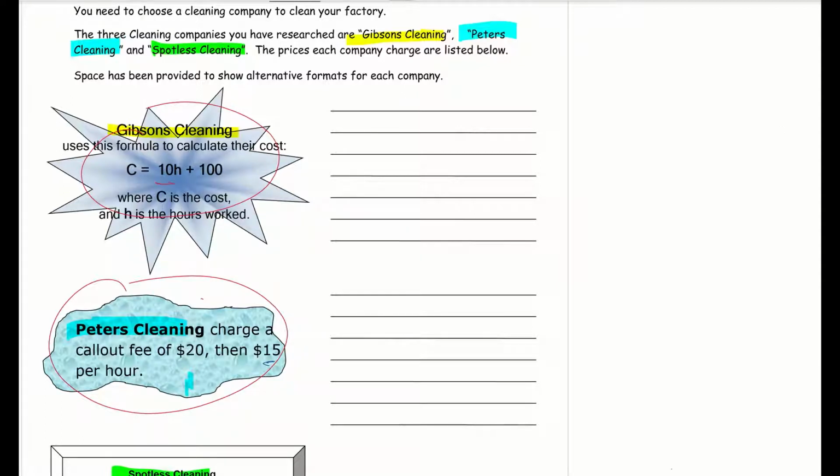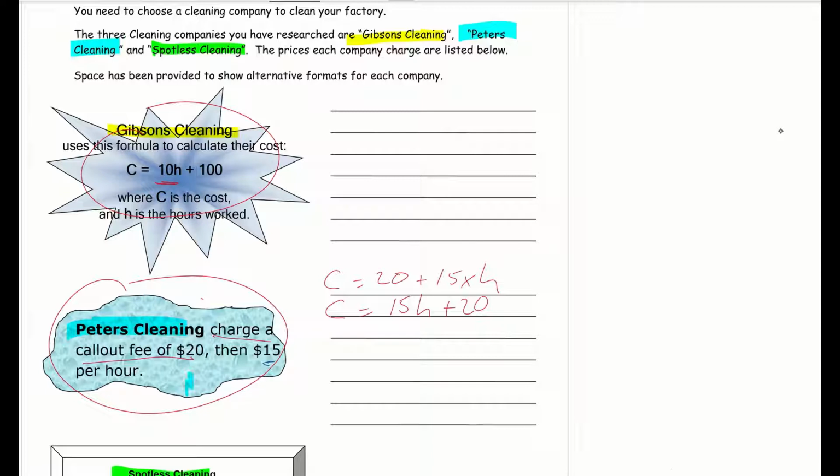So the cost here is $10 for every hour plus $100. And we look at Peter's cleaning, a call out fee of $20. So if it was going to cost me, it's going to cost me $20 plus $15 times however many hours I've got, right? So if I write this in a different way, it's going to be $15 for every hour plus my cost. There's my equation.